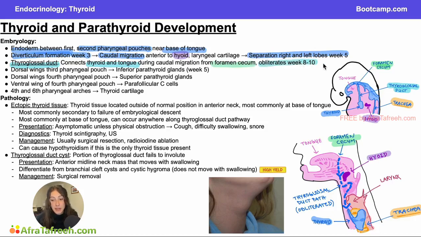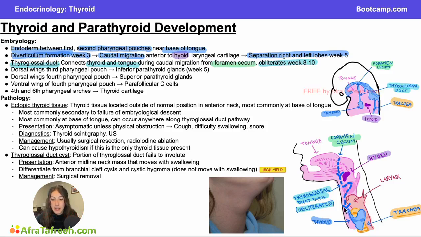So it should obliterate by week 8 to 10 after our thyroid is in the correct position. As you can see, our thyroglossal duct on the adult image is just a pathway. It doesn't actually exist anymore because it should be completely obliterated. And if it doesn't obliterate, that is when we are going to see one of our key pathologies.